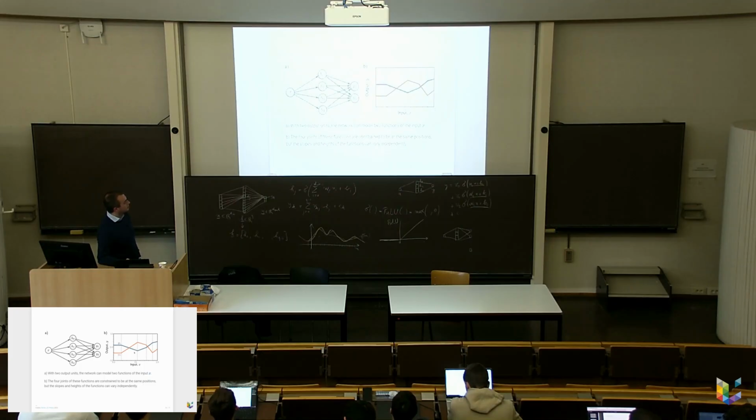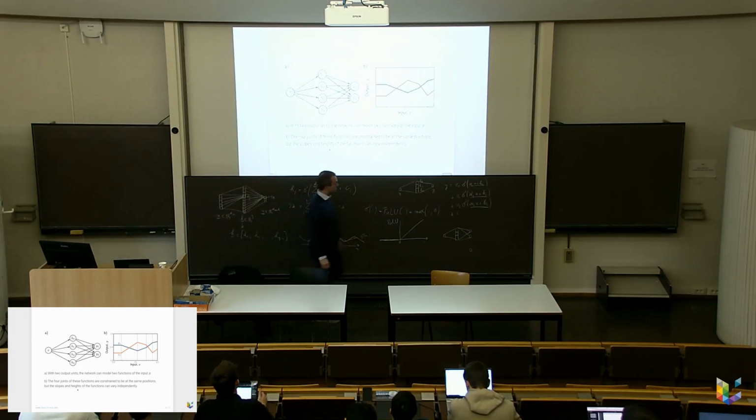So you have, for example, the first function and the second function, so they are different, but they have in common that they change direction at the same locations. And the reason for that is because they share the same input values, the same hidden layer. Okay? So the 4 joints of these functions are constrained to be at the same positions because they share the same input, but the slopes and the heights of the functions will vary independently because the slopes and the heights will directly depend on the V coefficients that you associate to each output.